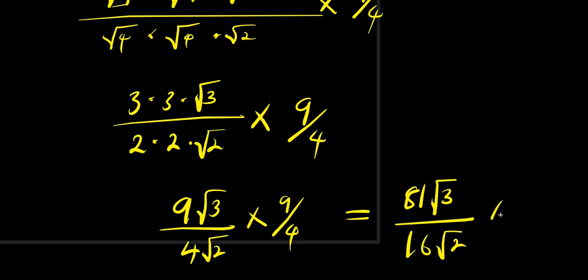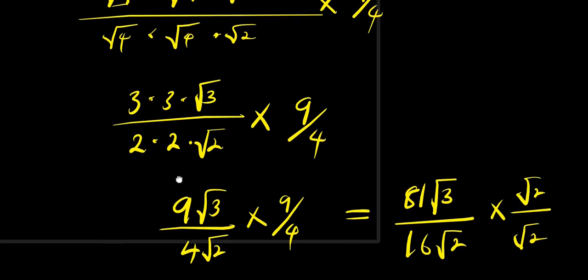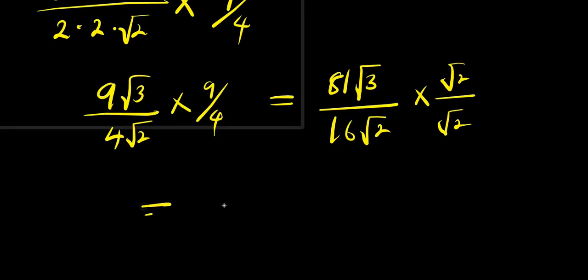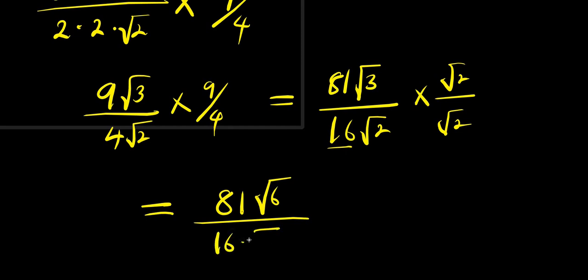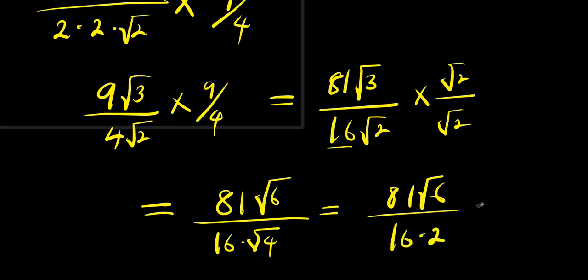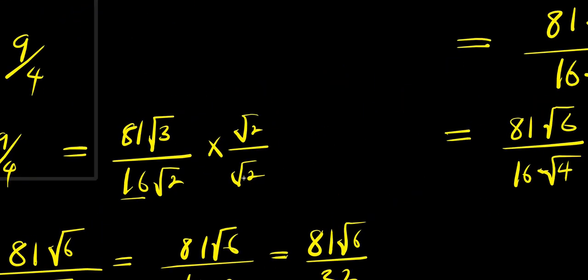And you rationalize this by multiplying this by root 2 divided by root 2. So this will give you 81 root 6 divided by 16 times root 2 times root 2, that is root 4. So this will give you 16 times root 4. And this will give you 81 root 6 divided by root 4 is 2. This is 16 times 2. This is 81 root 6 divided by 32. This is just the same as what we had earlier on. Look at it here.